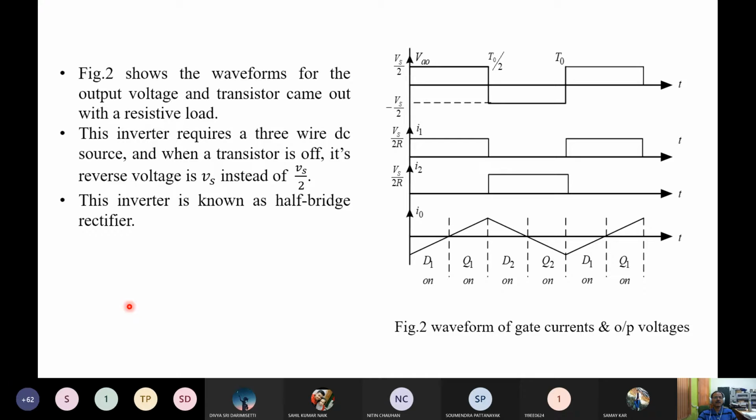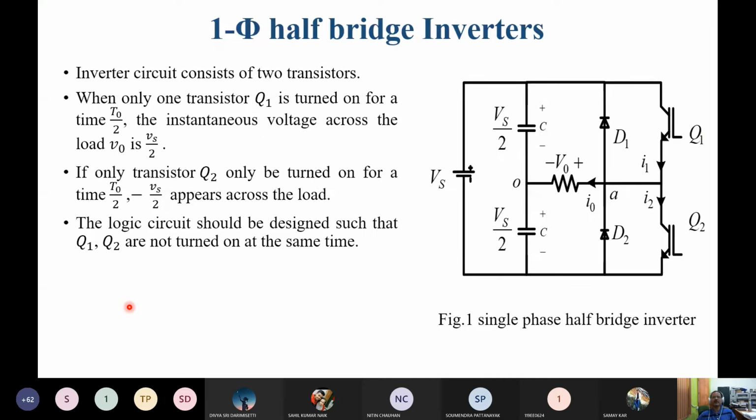This inverter requires a 3-wire DC source, and when a transistor is off, its reverse voltage is Vs. Now, one more thing in this inverter is that both transistors in the same leg should not be turned on at the same instant. If both are on, what will happen? It will short circuit the source. Positive and negative will be short circuited.